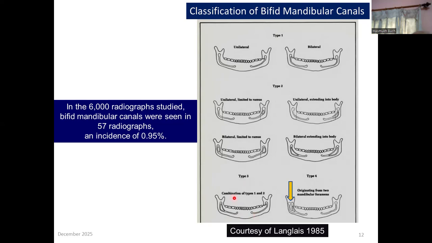And a combination of type 1 and 2 is called type 3, and that is what you find here. This is retromolar branch, and this is what you find in the ramus mostly, and similar to type 2 that we have seen here.